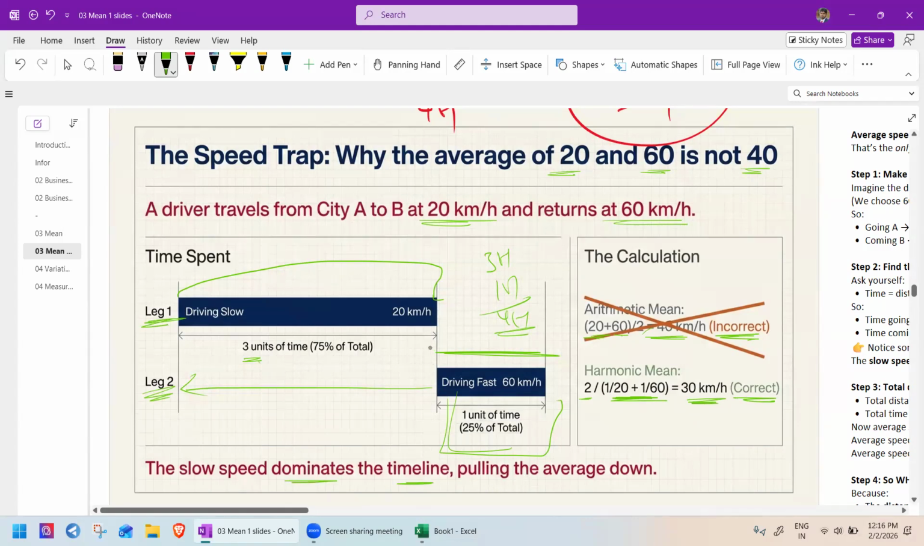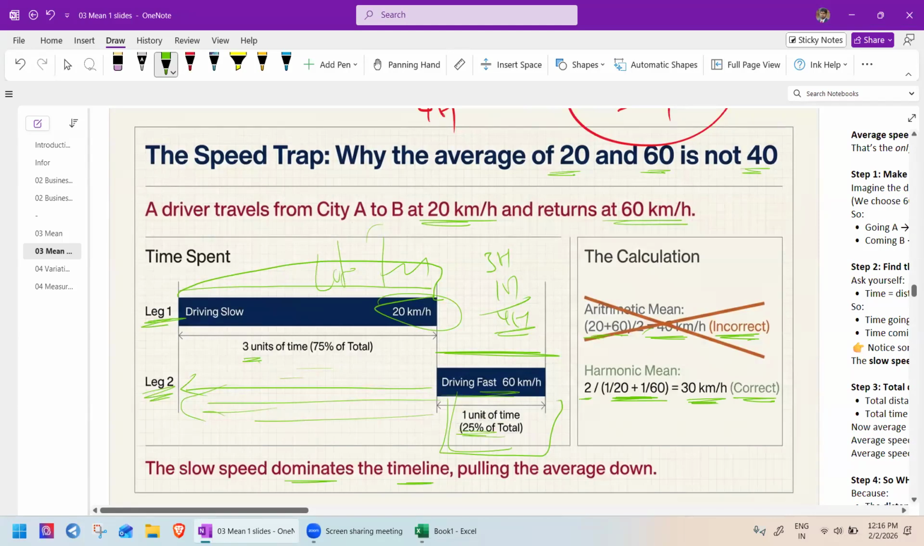Here, on the first trip, he brings a lot of load, so he travels 20 kilometers per hour. It takes a lot of time. On the return journey, there is no load or a small load, so he manages to bring the items very quickly. Therefore, it takes very little time.